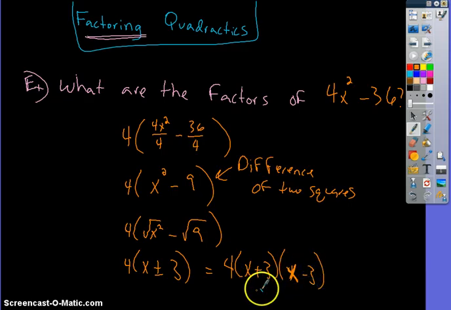So this is the only thing that expands: 4 times x plus 3 and x subtract 3. So that would be the factors of it. So that's how you factor the difference of two squares. All right, I got another example.